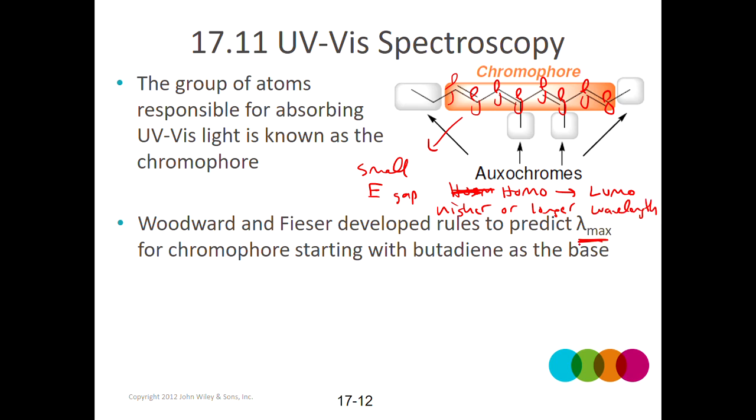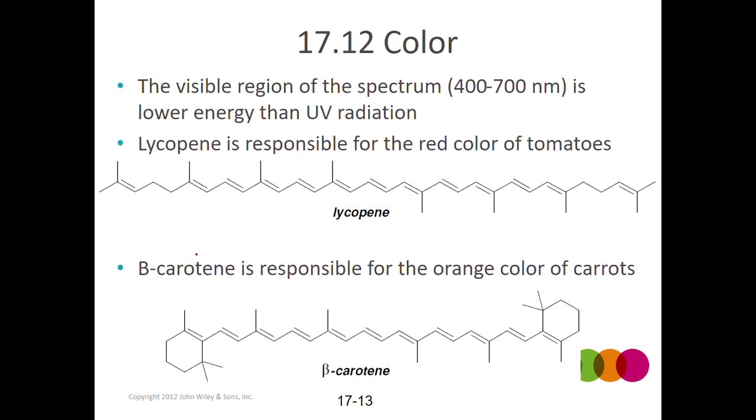This is the symbol for wavelength. And so, just looking at the experimental results of measuring a whole bunch of different conjugated systems with different numbers of p orbitals overlapping, Woodward and Fieser put together a list of rules for what the wavelength should be. So we're not going to get into quite that level of detail, but I did want to point out a couple systems that do produce color, or I should say absorb color. And here are a couple examples of that.